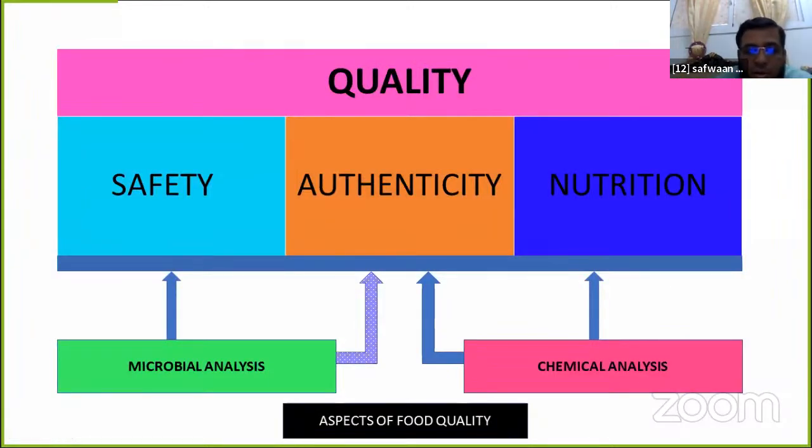Then coming to quality, there are three aspects of food quality: safety, authenticity, and nutrition. Broadly, when we do diagnosis, we have two parts: microbial analysis and chemical analysis. Chemical analysis mainly focuses on the nutritive quality of the food and also the authenticity of the food. If there is a claim on the food label, we can check it by chemical analysis. And microbiology analysis gives the safety of the food, whether it is safe to be consumed by the human body or not. You can see there is one authenticity I have slightly highlighted in a different color for microbial analysis, because in some part we can do authenticity by microbial analysis also. But majorly the authenticity of the food, for example, meat adulteration, we can do by chemical analysis.